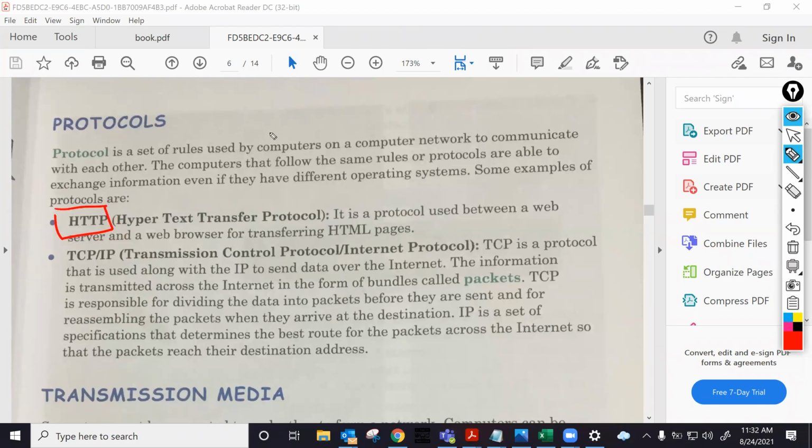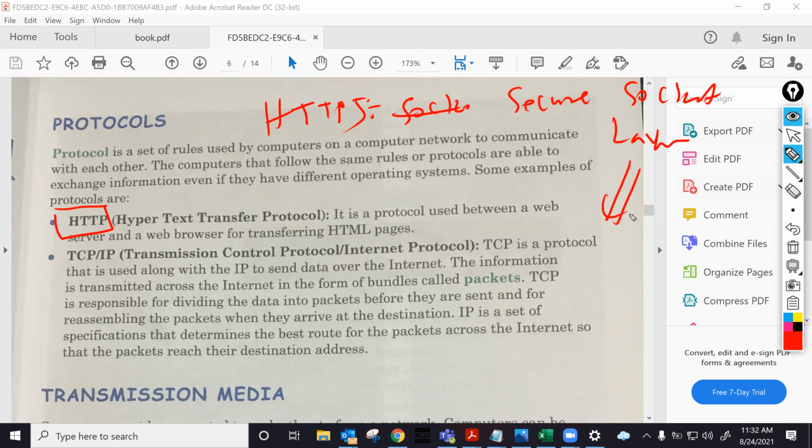Earlier we used HTTP. Nowadays HTTPS. Even HTTP is also used nowadays, but most of the time we use HTTPS. Why does this S come? This is the important thing. Secure Socket Layer. What does Secure Socket Layer mean? This is for encryption. I will come to it later. Encryption is a huge topic.